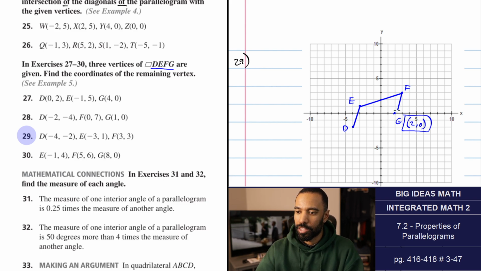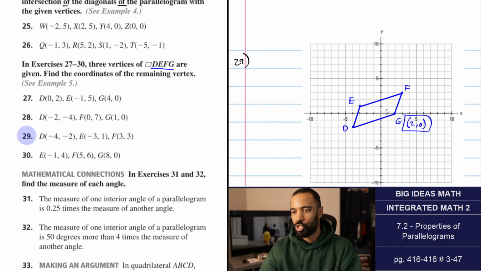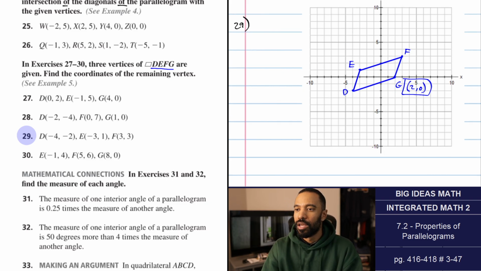I think if it looks like a parallelogram, I'll be happy. That looks like one. I'm happy. G to D, F to E, same kind of slope.